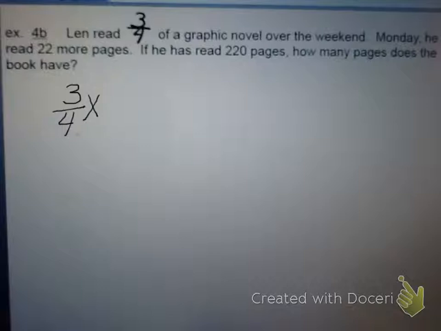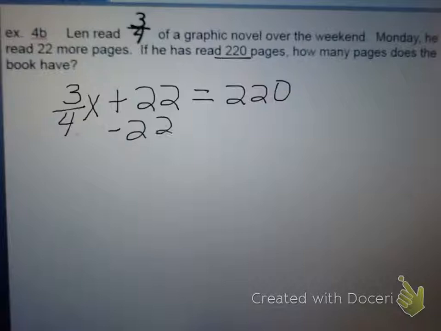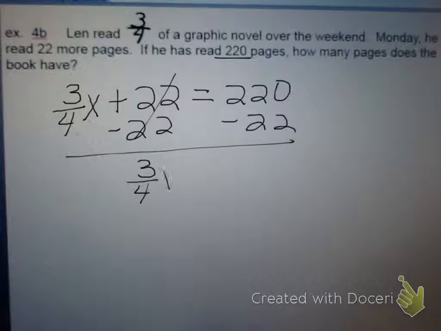Then, on Monday, he read 22 more, so we're going to add 22, is equal to the total number of pages that he's read, which is 220. Now we're going to subtract 22 from both sides. So that's 3/4 x is equal to 198. 11 minus 2 is 9, and bring down the 1.